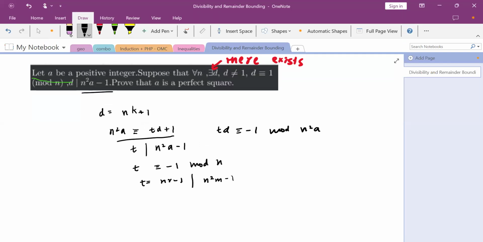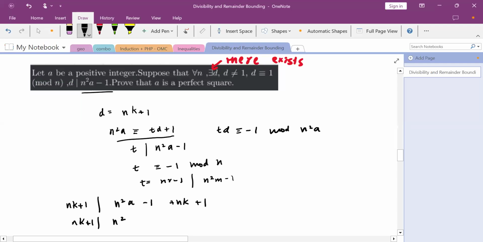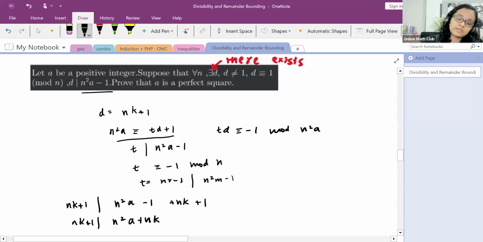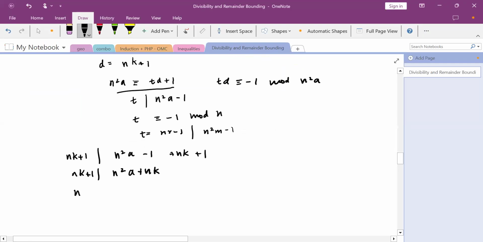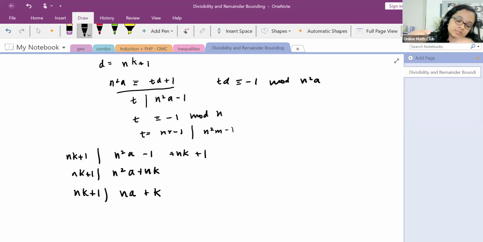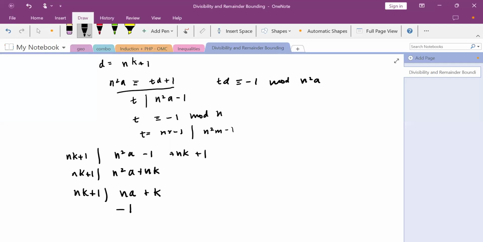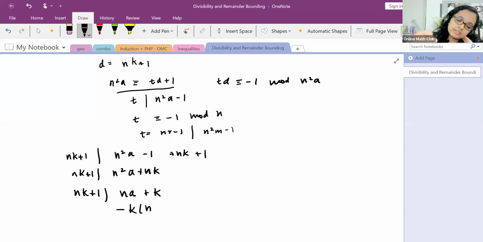Wait, we have NK plus 1 divides N square A minus 1. So yes, we add NK plus 1 to the RHS. So we get that NK plus 1 divides N square A plus NK. Yeah, but you can cut N because N is co-prime to NK plus 1. So we get that it divides NA plus K. And now we subtract K times NK plus 1 from the RHS.